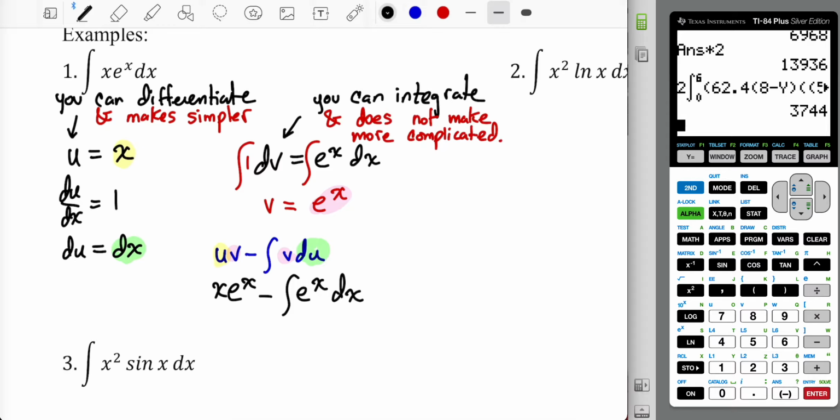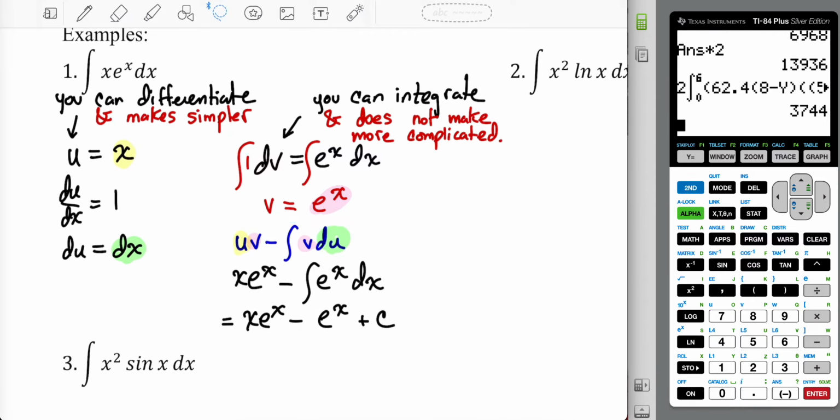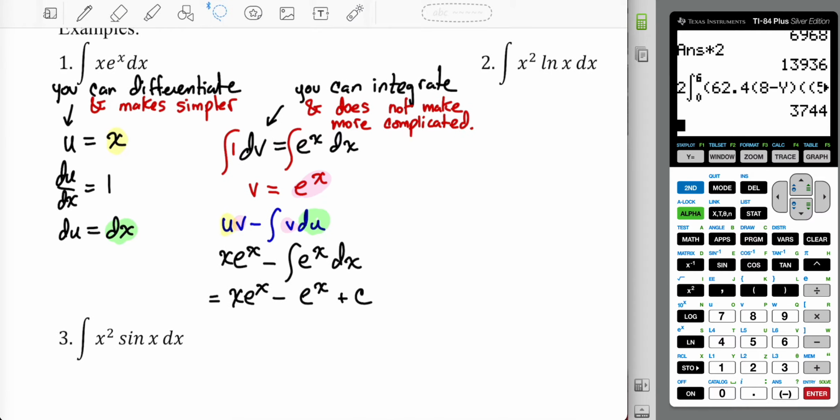All right, so we were able to pull out some stuff. We cleaned it up a little bit. That x e to the x doesn't need to be differentiated. It's already accounted for in this process. It's just the e to the x dx that needs to be integrated, and we know that that's e to the x plus c. Tack on a minus sign. We have x e to the x. If you want to factor out an e to the x, by all means go for it, but not necessary. And so that would be our antiderivative. If you differentiate that, you'll see.